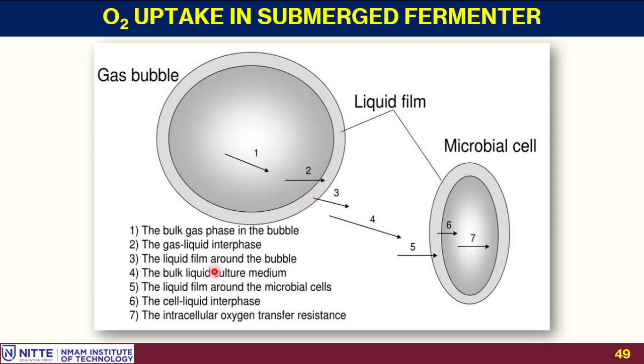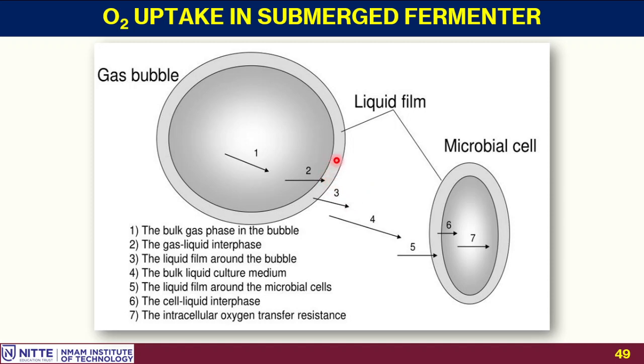But the third one, the liquid film around the bubble, that is, from the liquid film to the bulk, it has to flow. Third step, this is very critical. This is the one which has the highest resistance to the mass transfer. So the KLA, what we are going to measure, that is on the liquid side, will be more because of this one. That is the resistance we have to focus upon. This is the most resistant step.